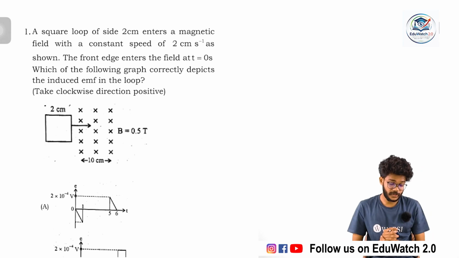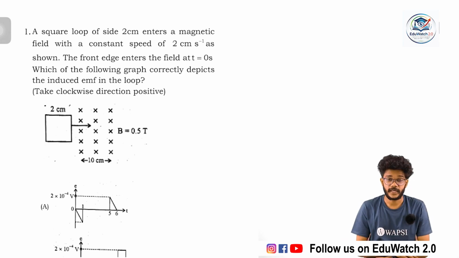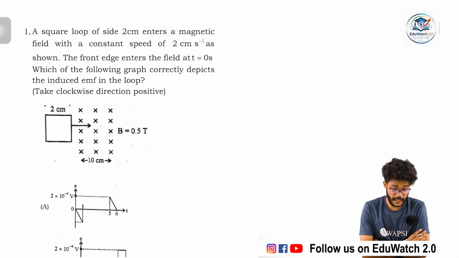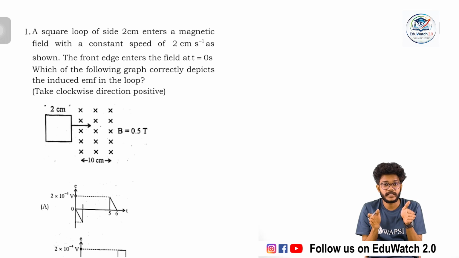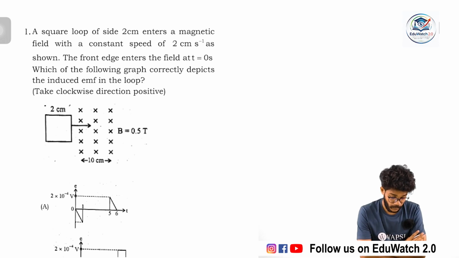The first question: a square loop of side 2 centimeter enters a magnetic field with a constant speed of 2 centimeter per second. That means the velocity, and the first one gives the idea about the area. The front edge enters the field at t equal to 0. That means when the time is 0, the front edge of the square loop is near the magnetic field. Which of the following graphs correctly depicts the induced EMF in the loop?